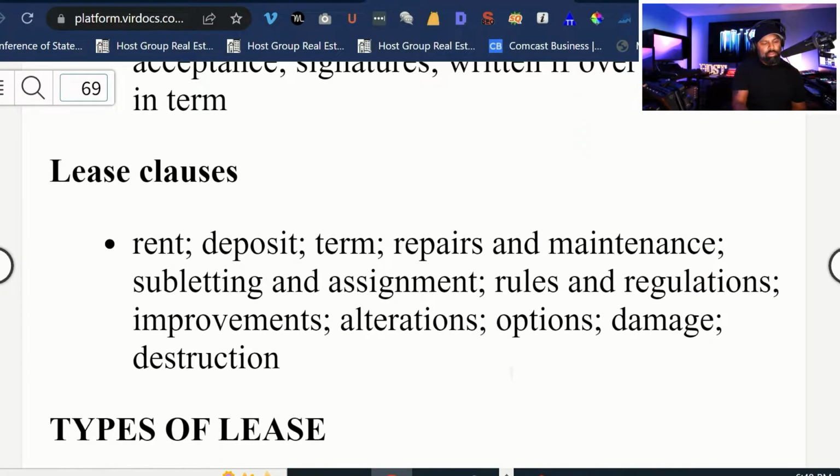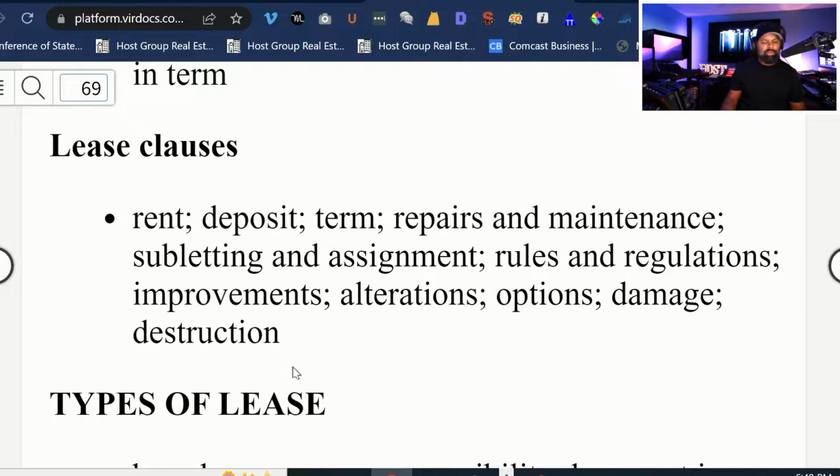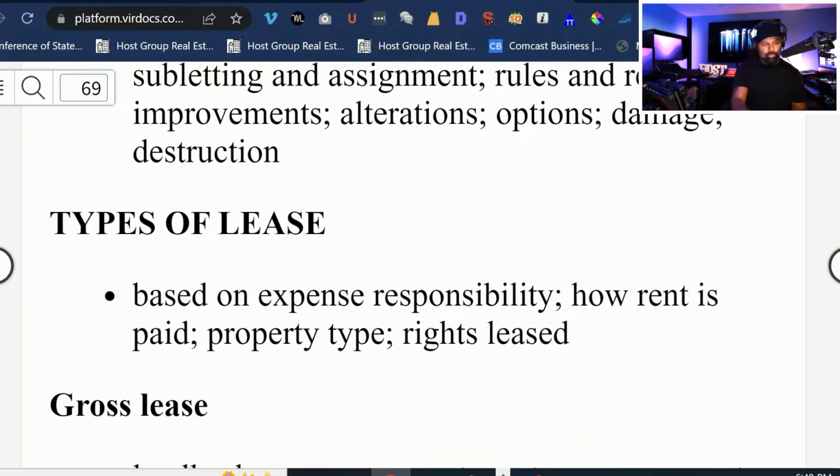Some of the lease clauses we looked at are rent, deposit clauses, term clauses, repair and maintenance clauses, subletting and assignment clauses, rules and regulations. Remember the difference between subletting and assignment. Improvements, alterations, options, and what happens upon damage and destruction.